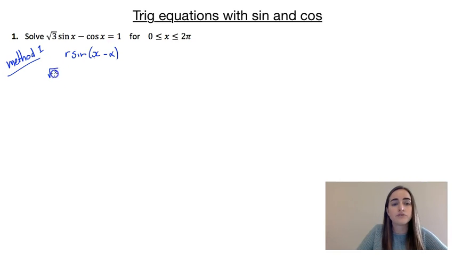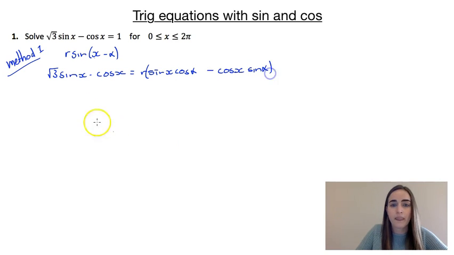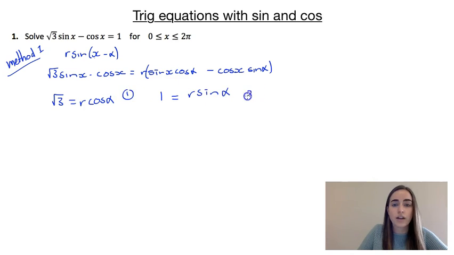So that means we're going to have root 3 sine x minus cos x is equal to r sine, now I'm going to expand this out, so let's write r sine x cos alpha minus cos x sine alpha. So that means the coefficients, if we equate them, we're going to have root 3 equals r cos alpha, and 1 is equal to r sine alpha. Now let's call those equations 1 and 2.